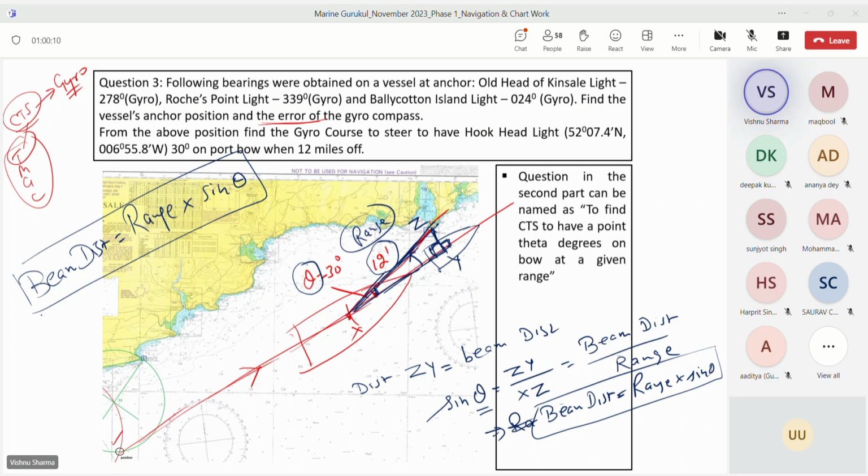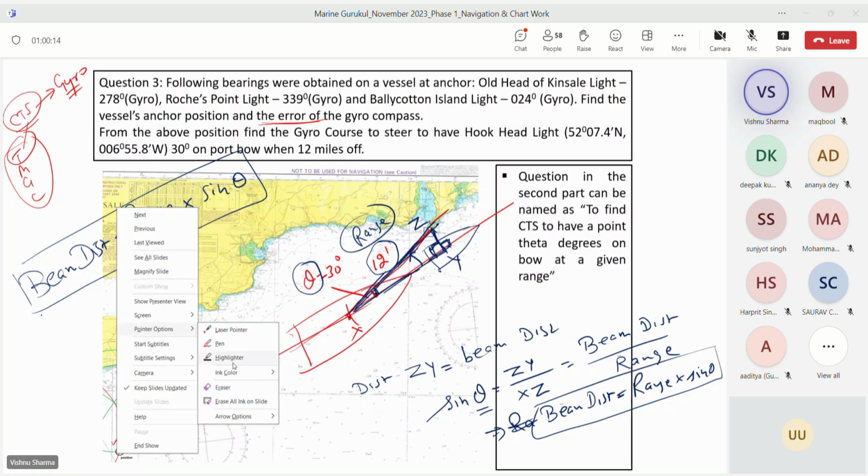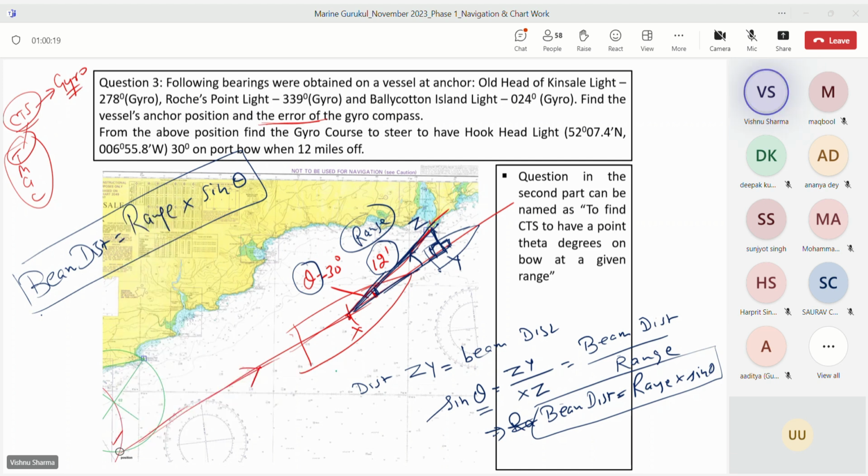Now, once you get the range, the beam distance, then what will you do? You'll basically be drawing a circle with Z as center and beam distance as the radius. When you draw this circle, obviously it would be tangential to the CTS, yes or no? Yes. And at the point of tangency, the radius is always perpendicular to the tangent in our geometry.